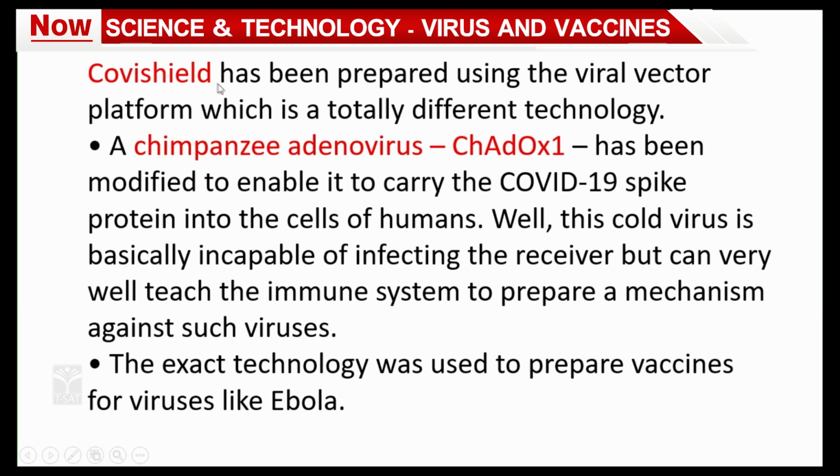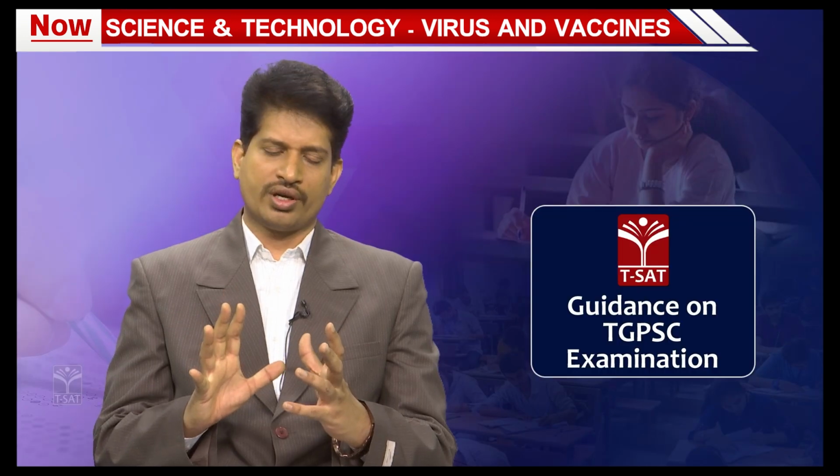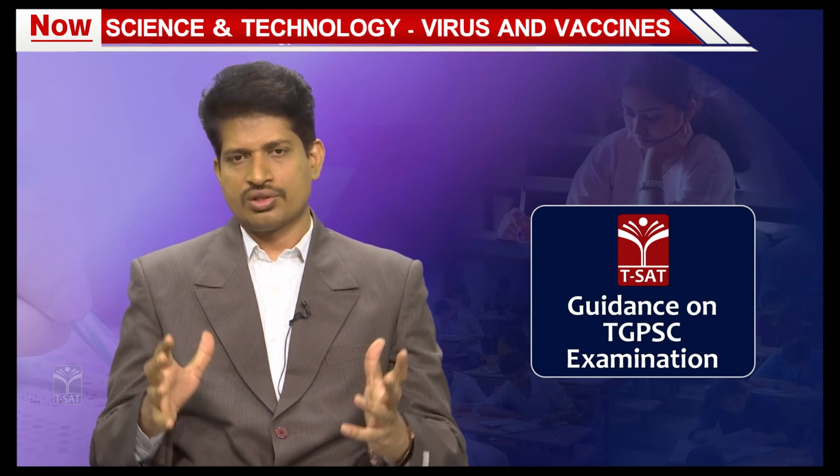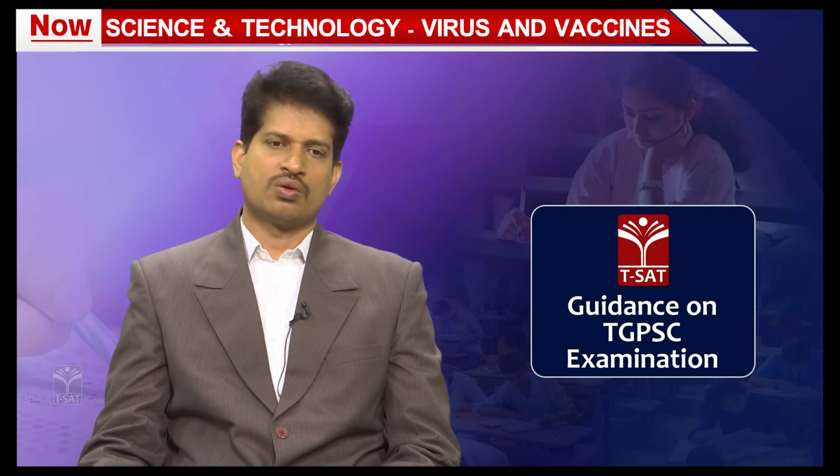In the case of Covishield, we have taken a vector, the chimpanzee adenovirus, and attached a spike protein to this adenovirus. This genetically modified, spike protein attached virus is synthesized in the laboratory and used as a vaccine.